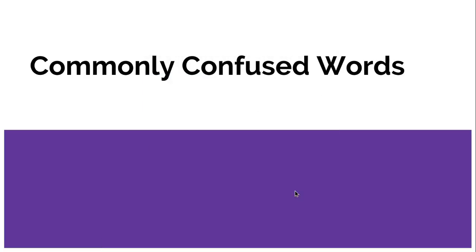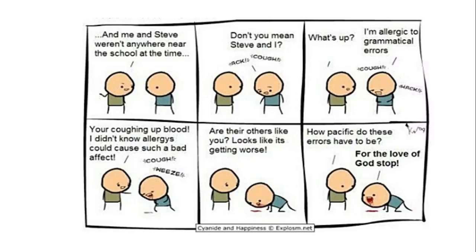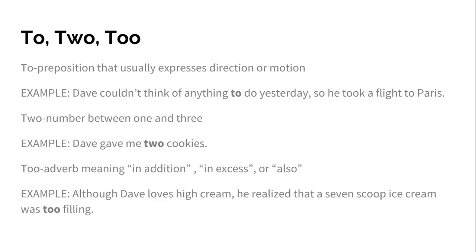Okay, today we're going to be talking about commonly confused words. So the first ones we're going to talk about are to, too, and two.